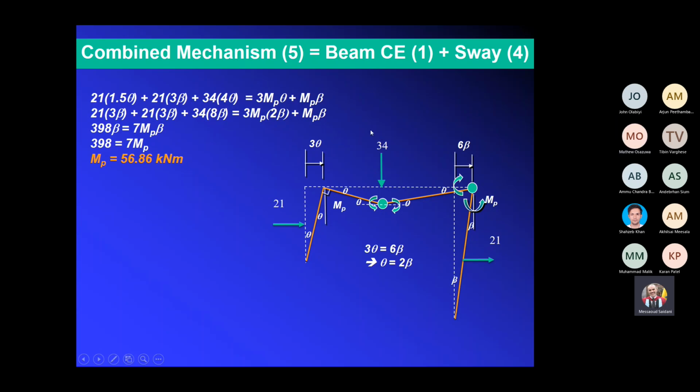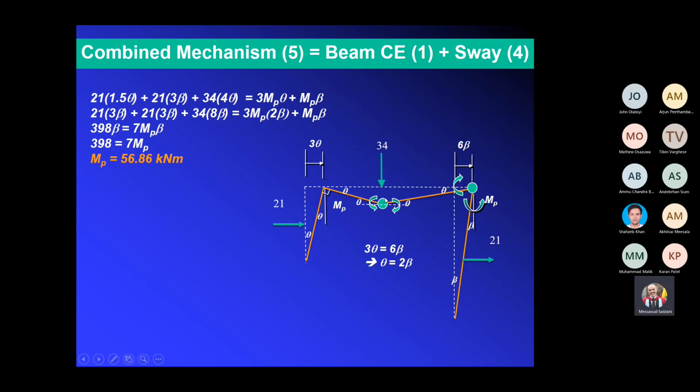Plus, we have 34 times this displacement. And this displacement is equal to 4 times theta, because this length here is 4. So it's 4 times theta, right? 34 times 4 theta. Then equals internal work, we have MP theta plus MP theta.